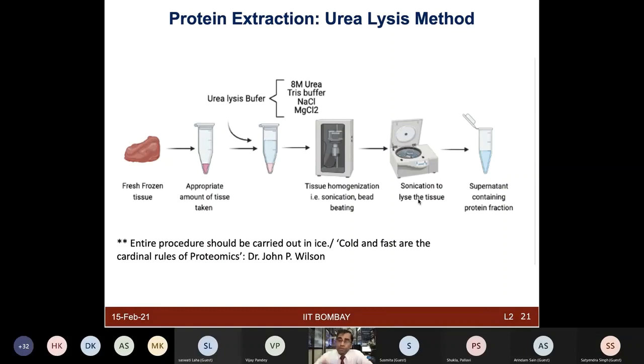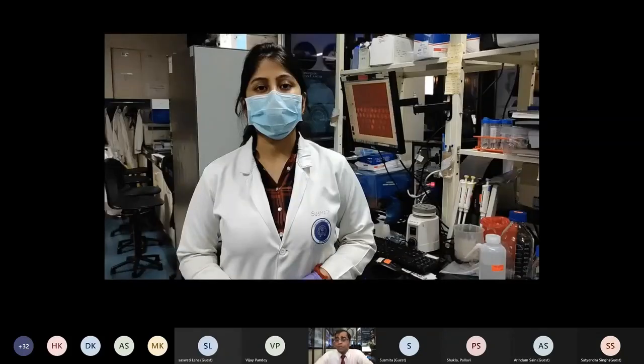Otherwise, those will be difficult for you to overcome in the analysis stage. Let me show you this brief hands-on demo activity of the urea lysis method, how to prepare that.